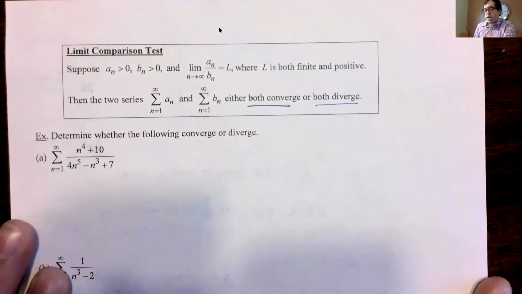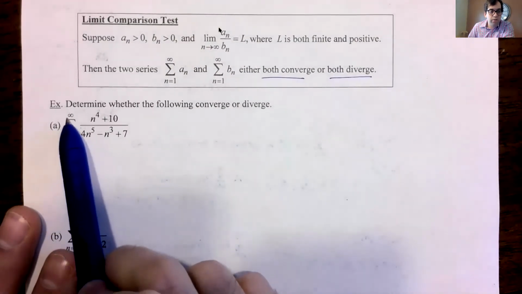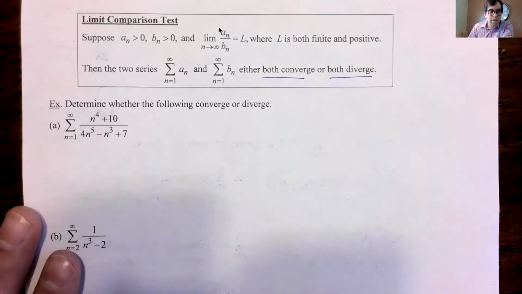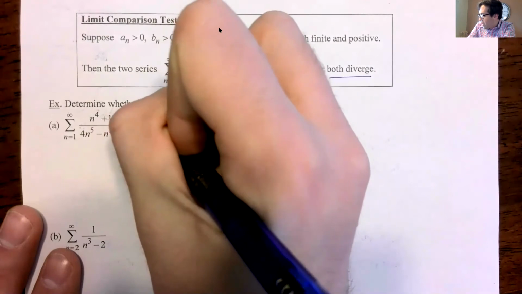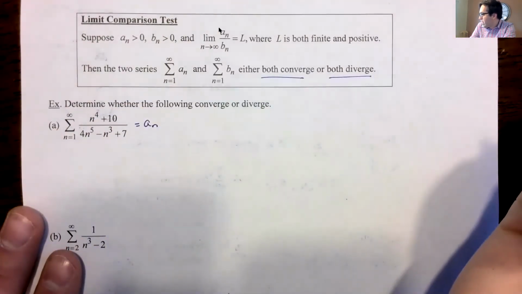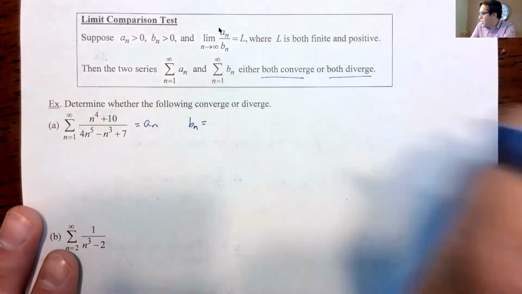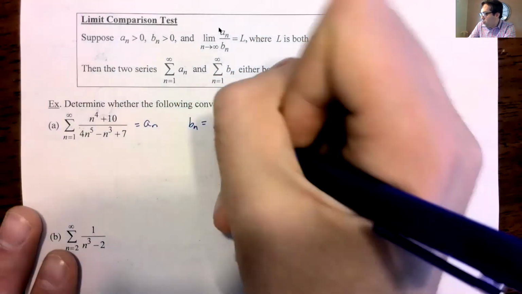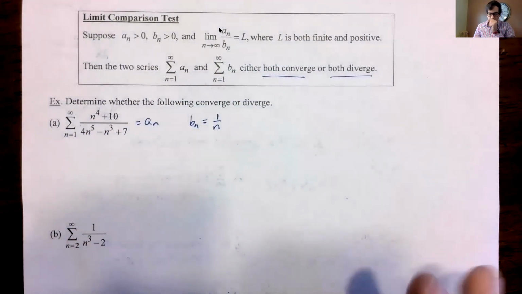So let's take a look at letter A. We have the sum from n equals 1 to infinity of this rational expression. On top, we have an n to the fourth. On the bottom, we have an n to the fifth. I'm going to let that fraction equal a sub n. And we have to come up with some other b sub n to compare this to. And I'm going to choose 1 over n. Now, let me tell you why.